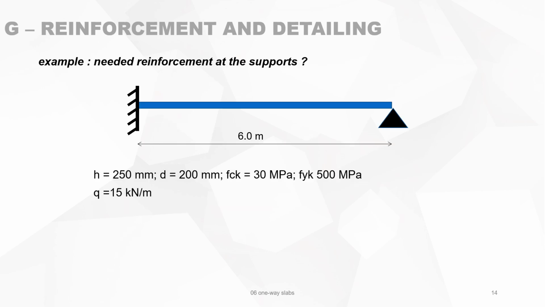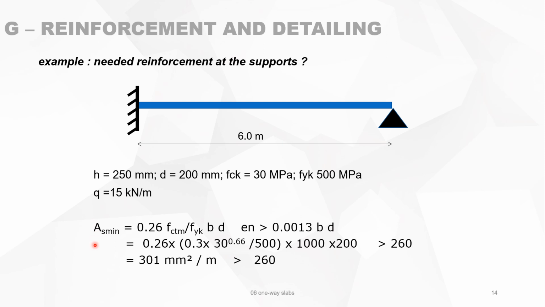We will now give an example. What is the needed reinforcement at the supports? It's a one-way slab. It's clamped on one side and simply supported on the other. It's a 6-meter span. The depth of the slab is 250, the effective depth 200. Concrete quality is 30 megapascal, the steel quality 500 megapascal, and the load is 15 kilonewton per meter.